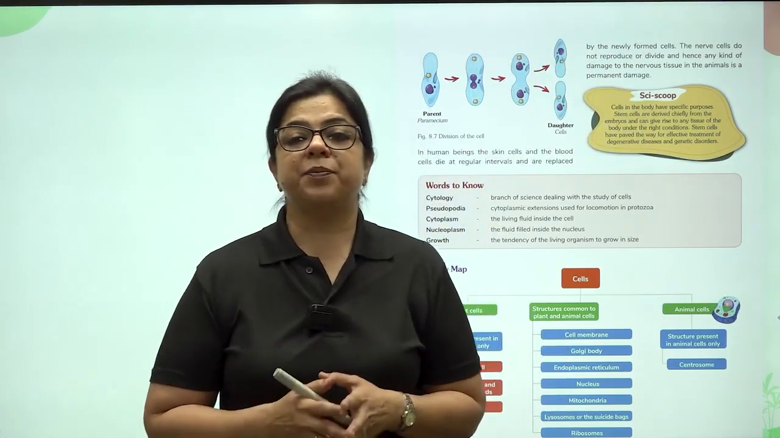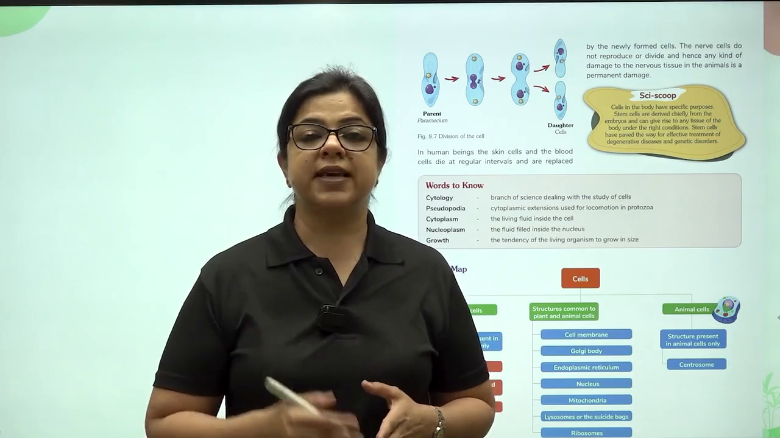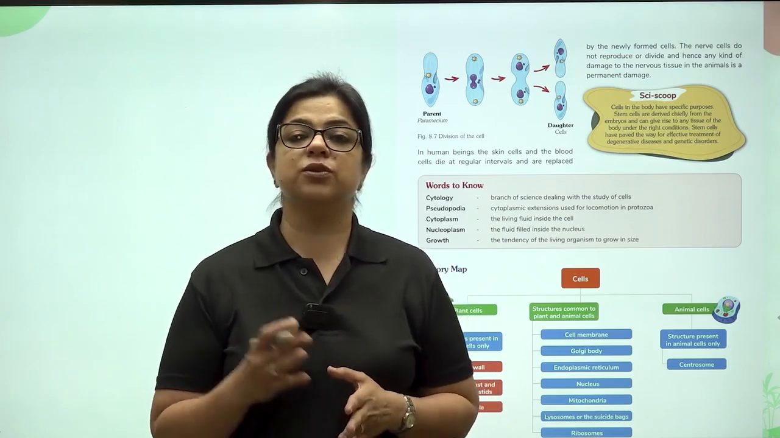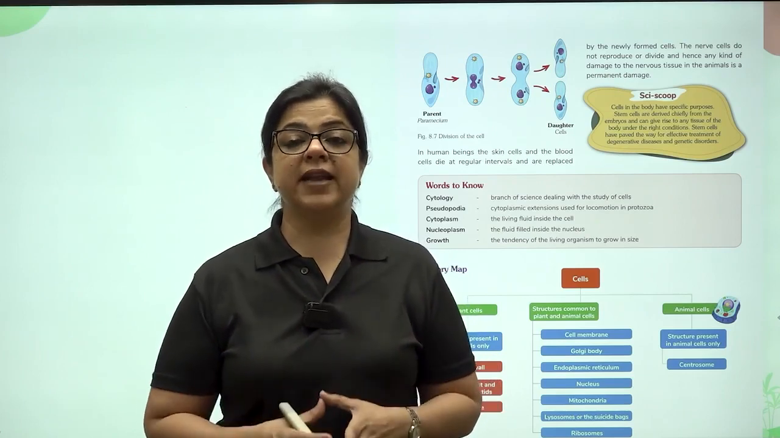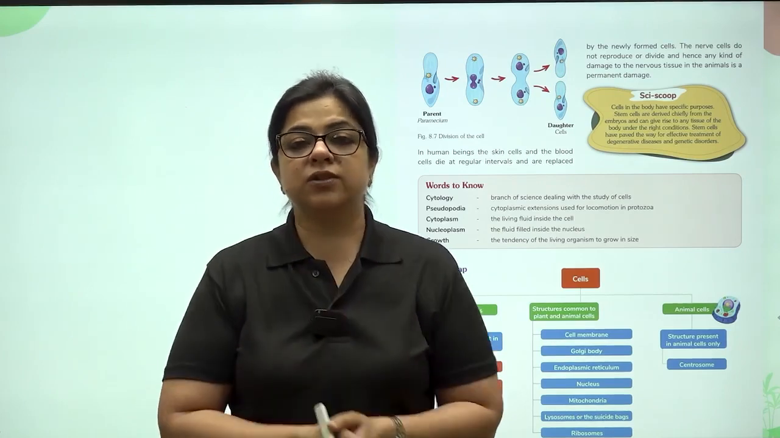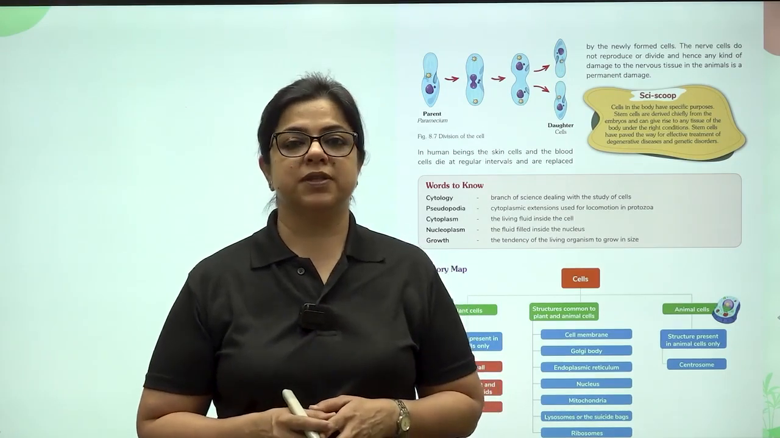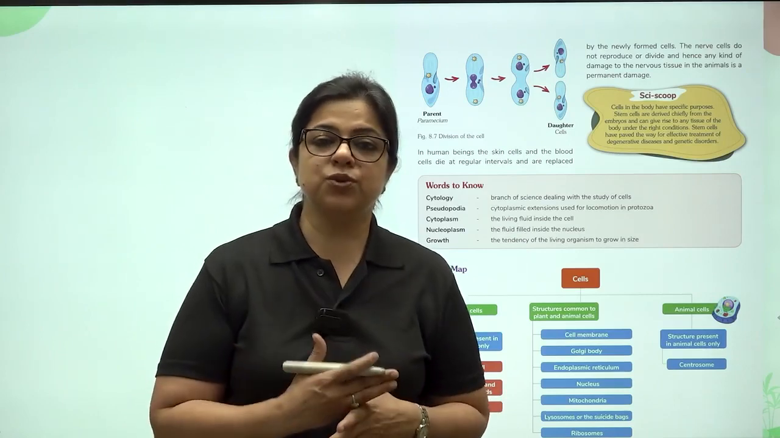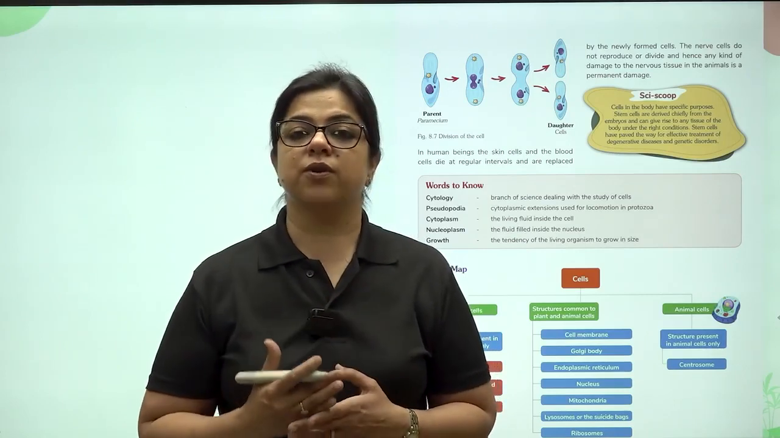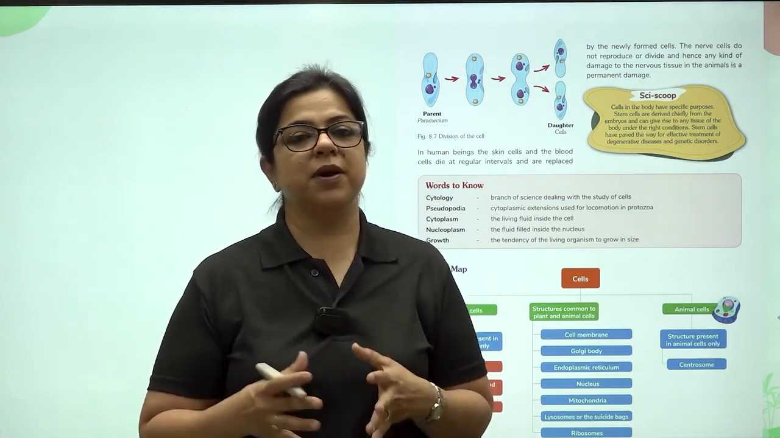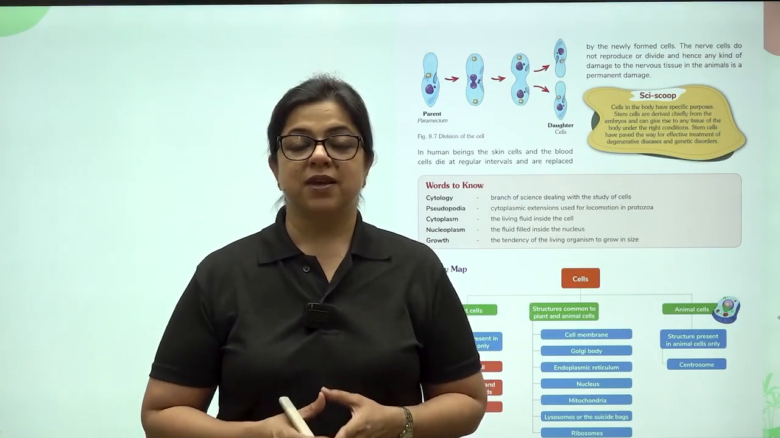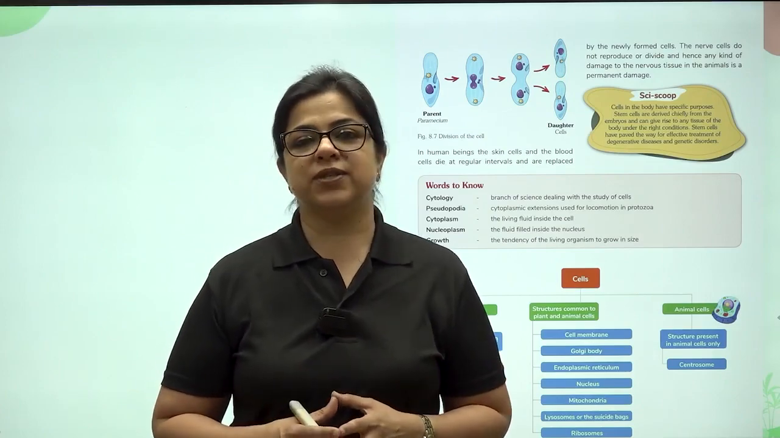So, children, in this chapter, we have understood the cell structure, we have understood the functions of the cell, and we know that this cell is the basic structure of living organisms that combines to make up tissues, tissues to organs, organs to organ systems, and organ systems to organism, if we are talking about multicellular organisms. So, I hope you are ready to attempt the questions at the back.